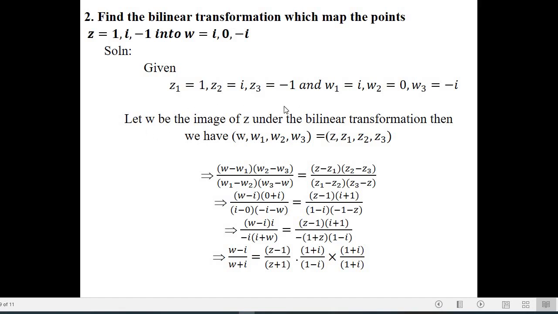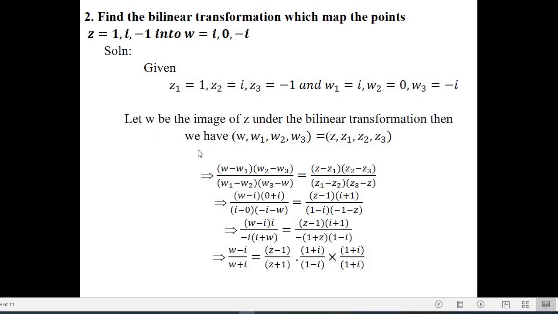Now we need another point. When you observe the cross ratio of 4 points, in the definition there are 4 points. So we assume that the fourth point is z. Let us assume that w is the image of z under the bilinear transformation. z is the fourth point in z plane and w is the fourth point in w plane. Assume that the image of z is w.